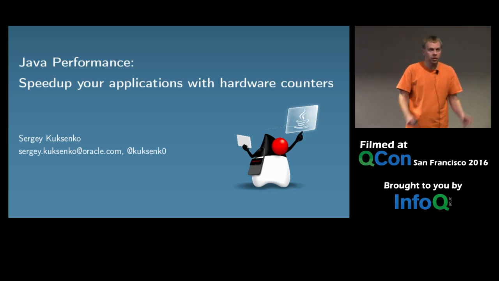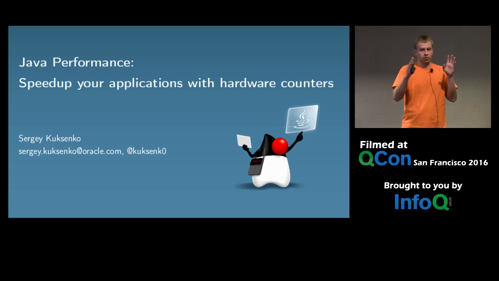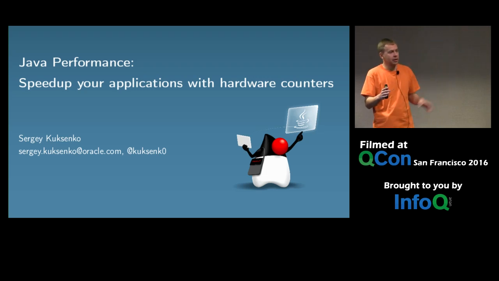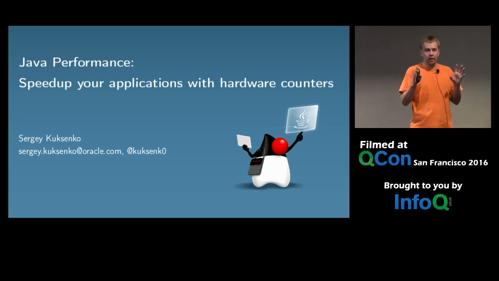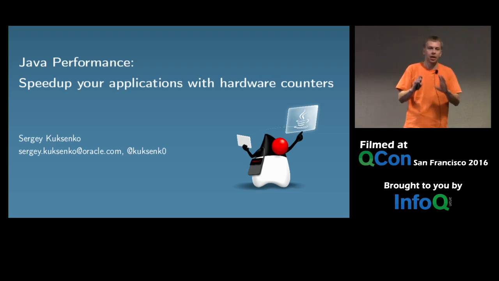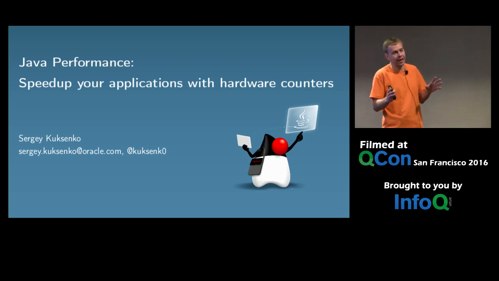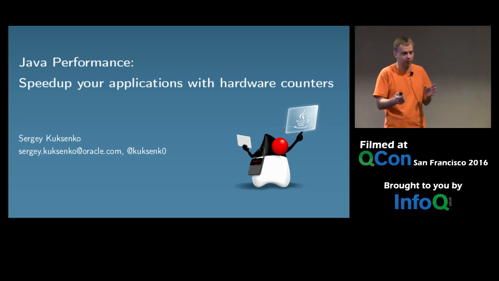I am from the Oracle Java Performance team, and my everyday job is to make Java faster. I am working on all areas, starting from class libraries and JIT compiler, everywhere. So right now I'd like to share experience with some technique which sometimes may be useful for performance analysis, to finding performance issues.